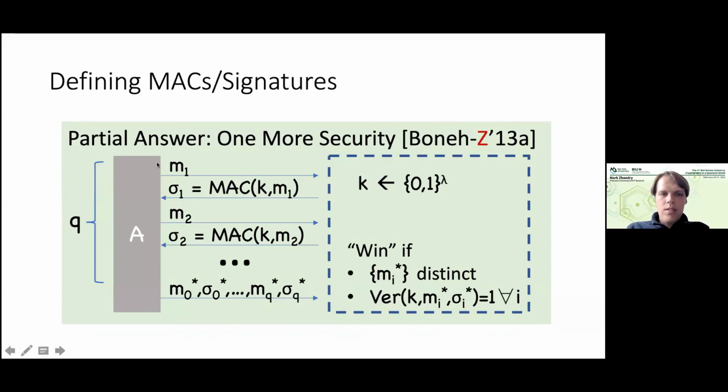The adversary A makes quantum queries now, but the final output is still classical. And this final win test doesn't have anything to do with the quantum queries other than the number of them. So we can still test that the M_i star are distinct and that they all verify. So one-more security trivially upgrades to the quantum setting. And this was the approach Dan Boneh and I used.